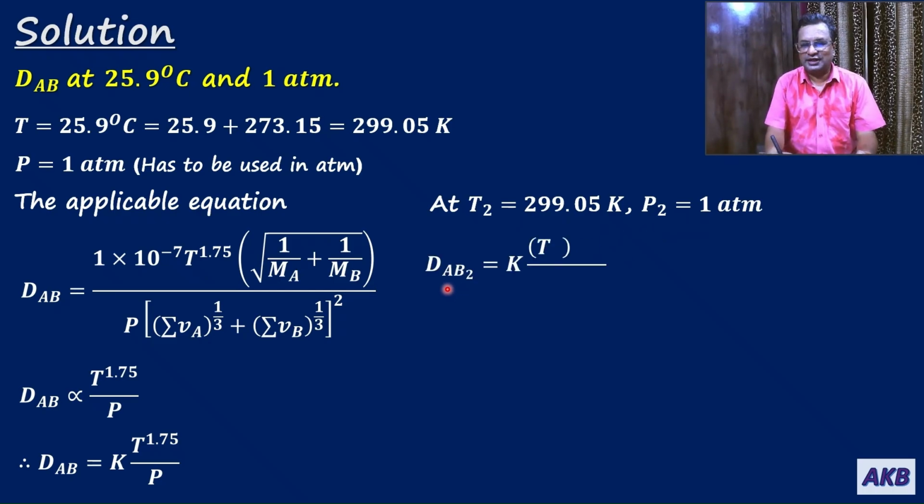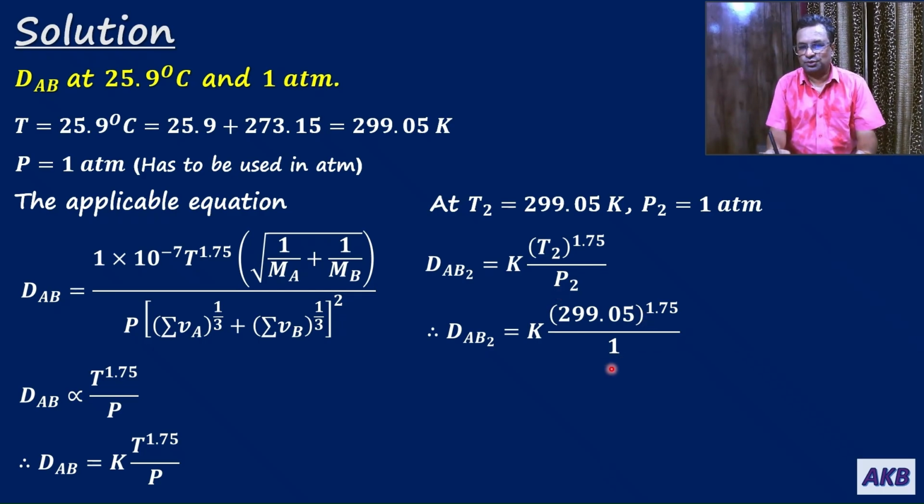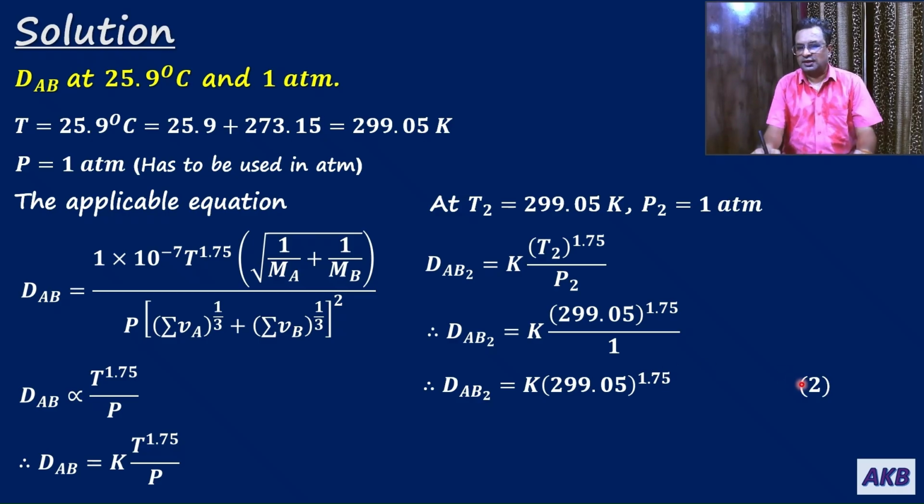So the equation will be DAB2 is equal to K into T2 raised to 1.75 divided by P2. Now in this case T2 and P2 are known to us, but DAB2 is not known, that is the objective. So DAB2 will be equal to K into 299.05 raised to 1.75, because T2 is 299.05, raised to 1.75 divided by P2, which is again 1. So that gives us DAB2 as K into 299.05 raised to 1.75. And now I am calling this equation number 2.